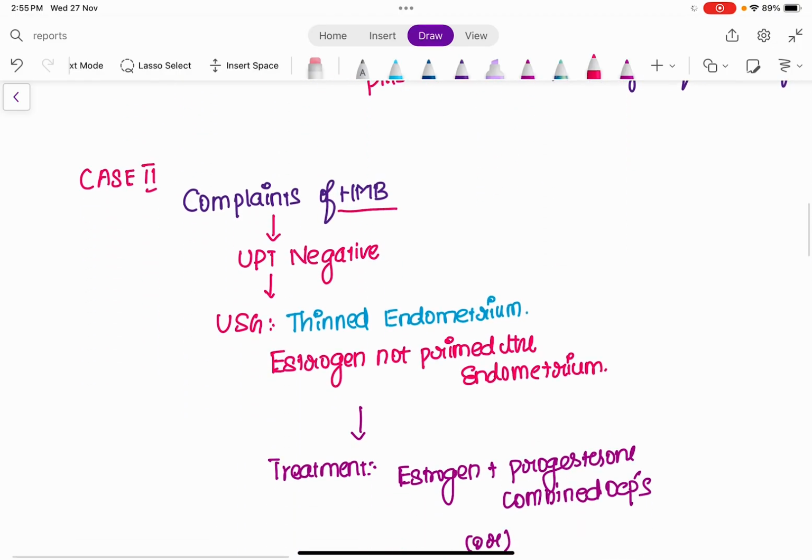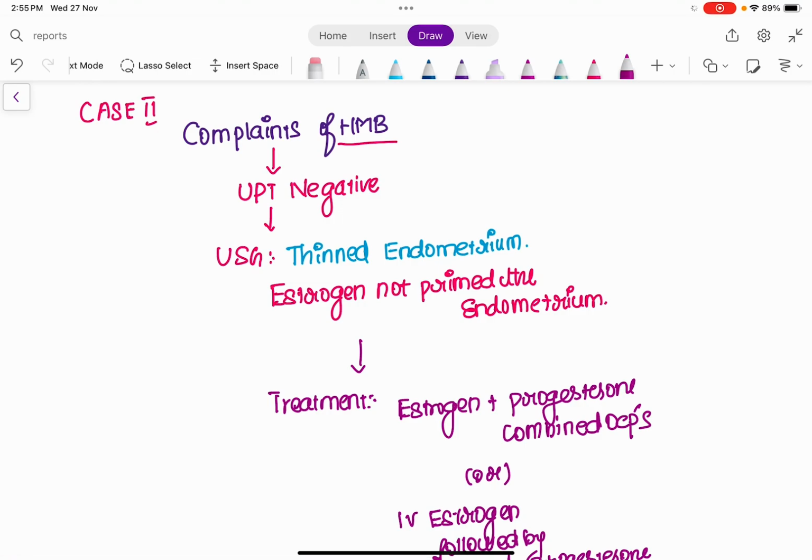Good. Now we are going to case 2. In case 2, similarly, a reproductive age group female came to me with complaints of heavy menstrual bleeding. Since she is a reproductive age group female, I sent her for a urine pregnancy test. The urine pregnancy test came out to be negative. So now I have to send her for ultrasound, that is the transvaginal sonography.